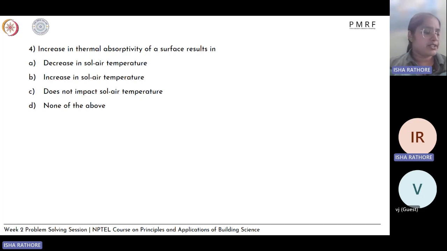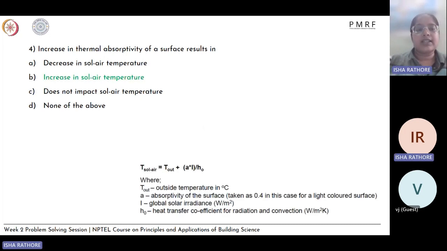Okay, so sol-air temperature is basically the hypothetical temperature, which includes the combined effect of outside air temperature as well as the solar radiation effect. So three parameters affect the sol-air temperature. We have the outside dry bulb temperature, we have absorptivity, and we have the radiation, as well as the heat transfer coefficient, which is constant for a particular ambient condition of wind speed. Okay. So the correct answer is B.